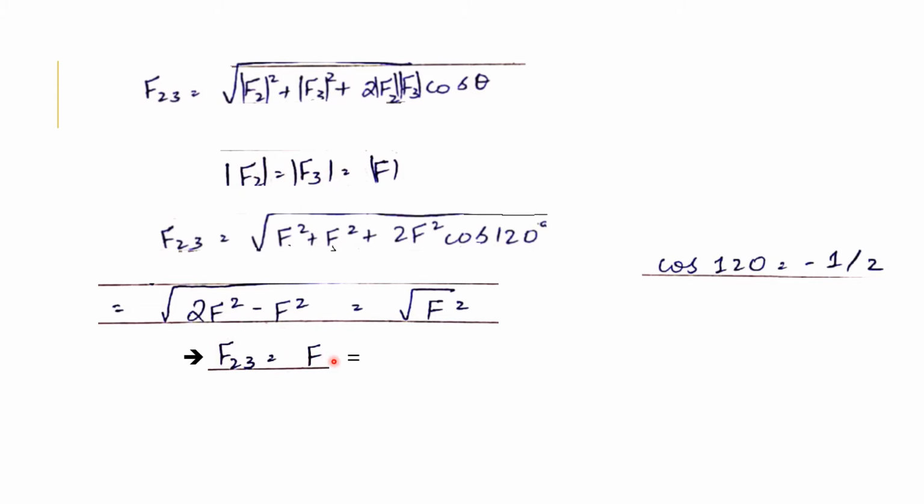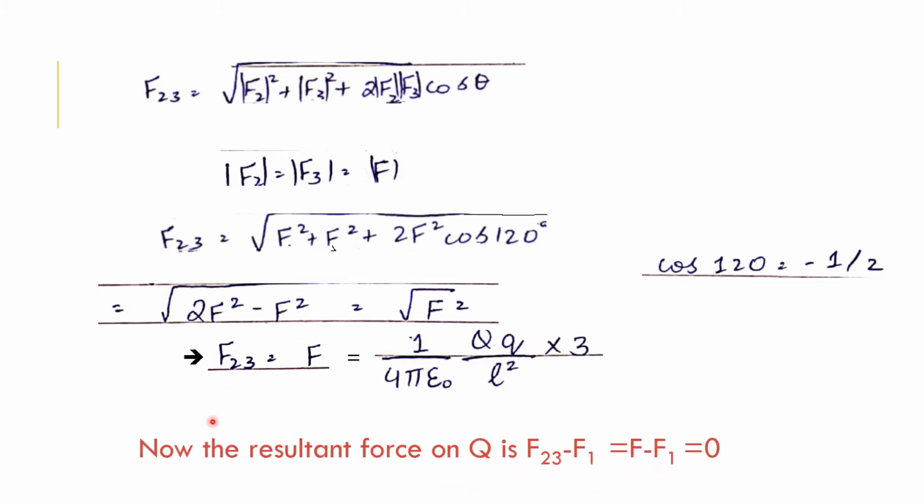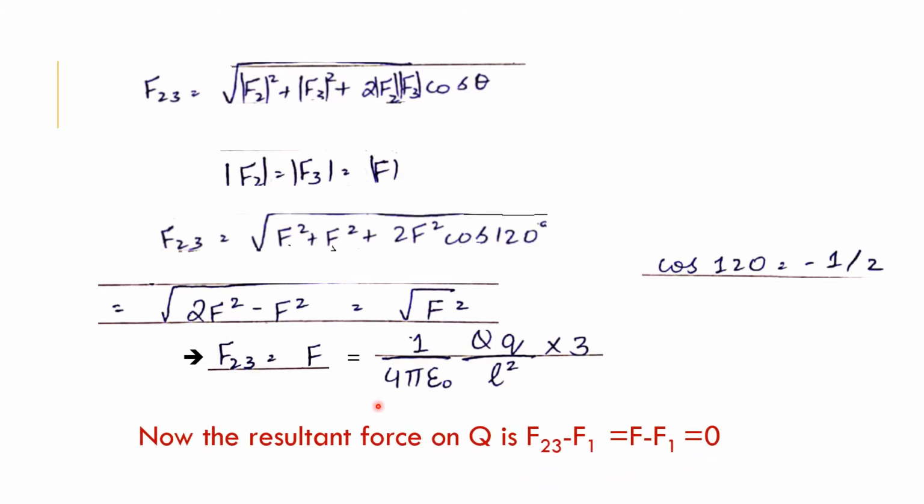F23 is F only. That is 1 by 4 pi epsilon naught q into q by L square into root 3. That only we are getting for F23. Now we will find out the resultant force. The net resultant force on q is given by F23 minus F1. What is F23? This formula. F1 also same formula. And finally what we are getting is 0.